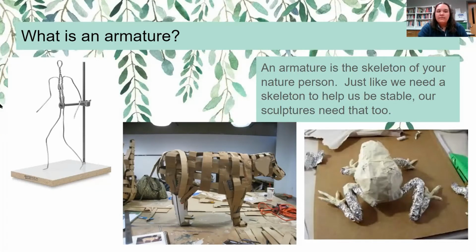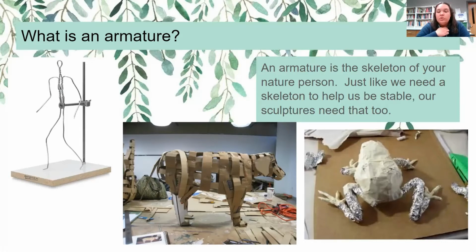So here's a couple of examples of what an armature is. First, we have this armature on the left, which was made out of a clothes hanger. It's a very thin armature, and people are going to put clay over that to be able to build out their figure. On the second example we have in the middle, they're creating an animal, and their armature is made completely out of cardboard. And so they left these gaps so they can paper mache over that.